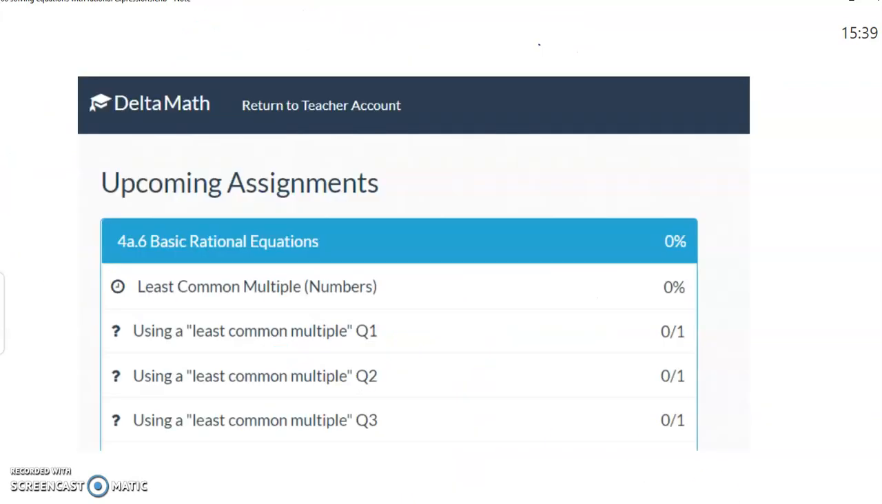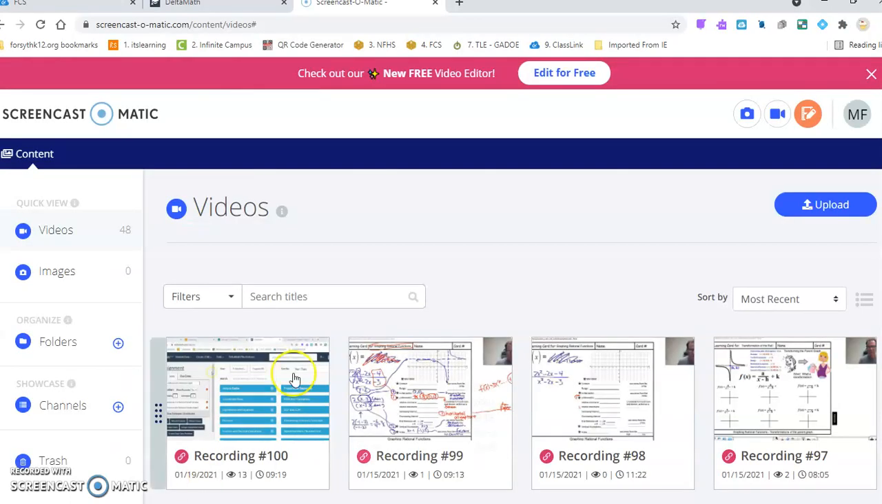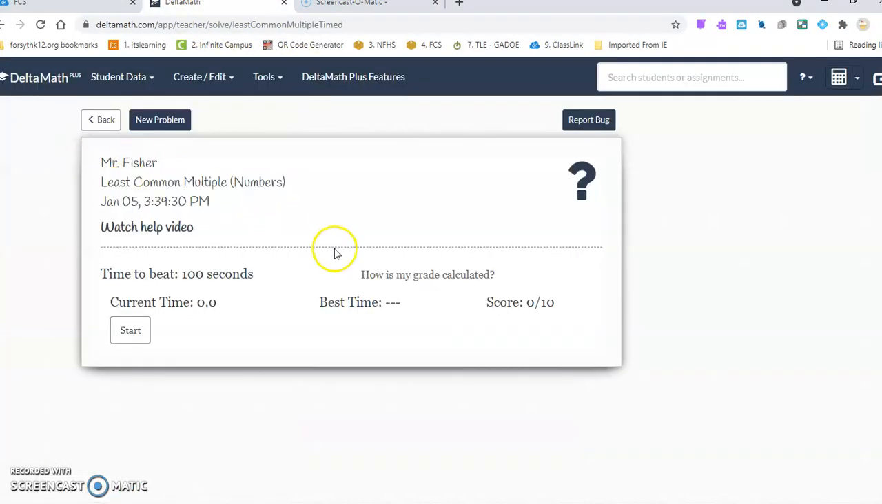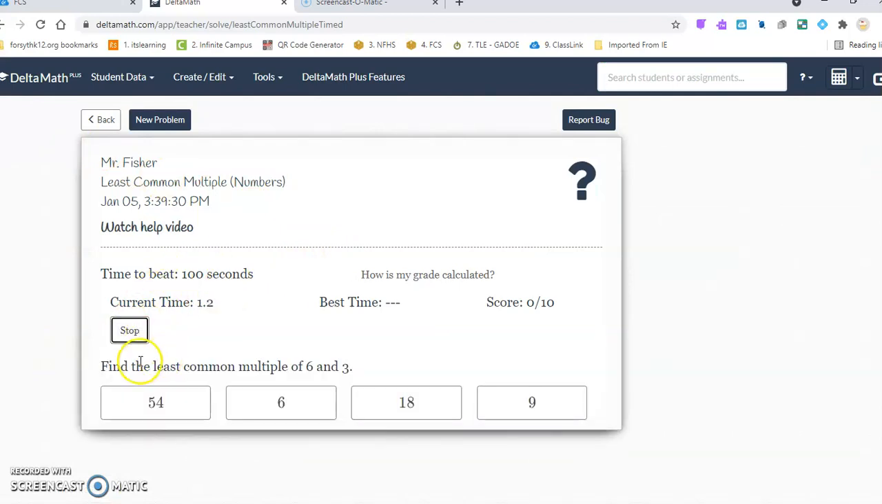So let's take a break, and I want you to go to Delta Math and pull up 4A.6, Basic Rational Equations. The first problem on here is called least common multiple. When you do that, it's going to pull up this little timer thing, and I'm going to hit start and just show you what it says. And see the timer, it's making me nervous already. Don't worry about it.